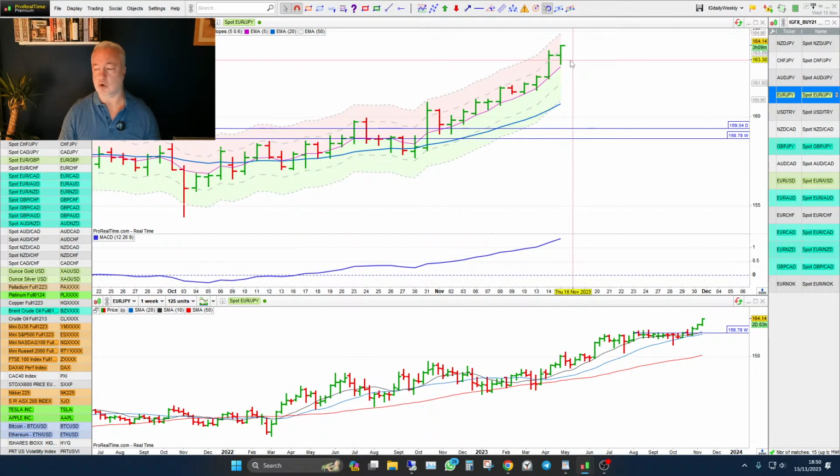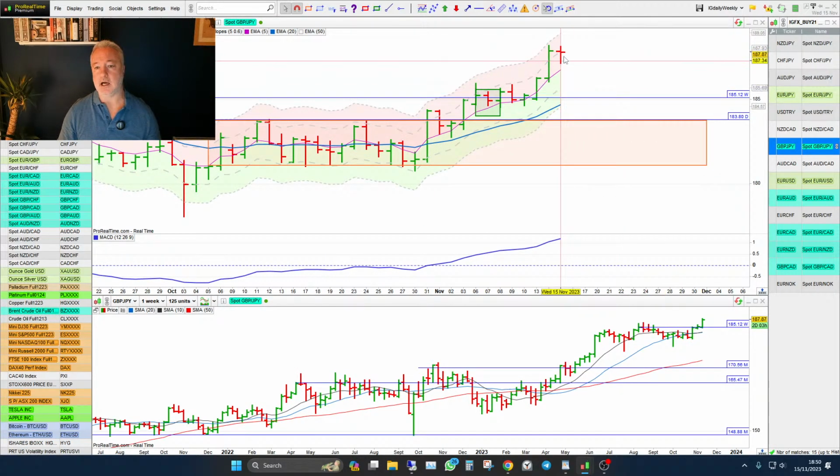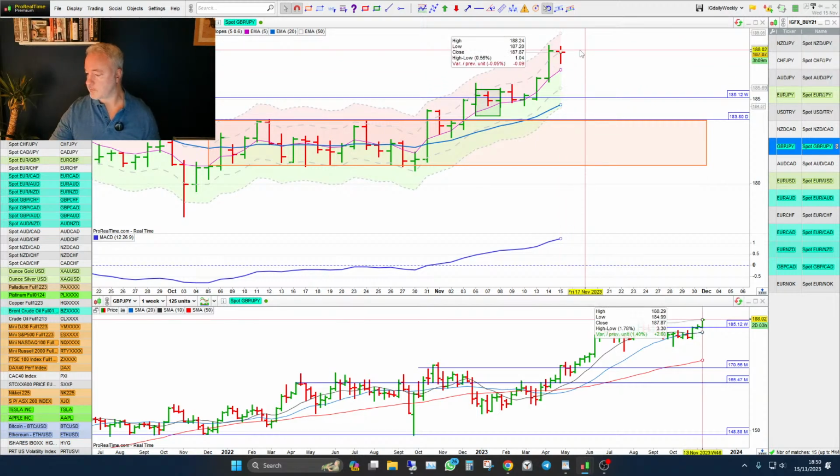No entry on the euro yen pairs, no pullbacks. Pound yen, I need another pullback, a little bit of a deeper retracement, and then I'd like to go long on that. Let me just see, there was a message here.